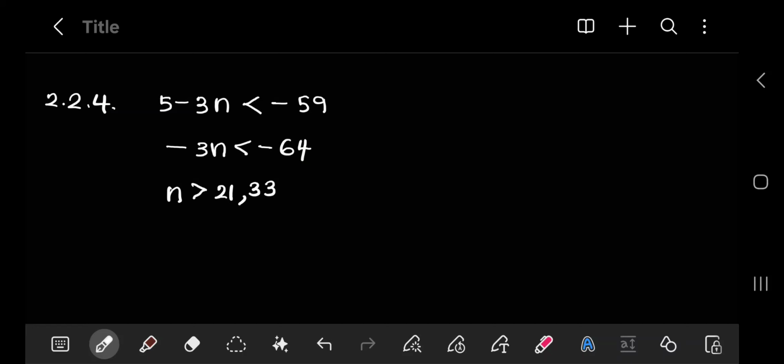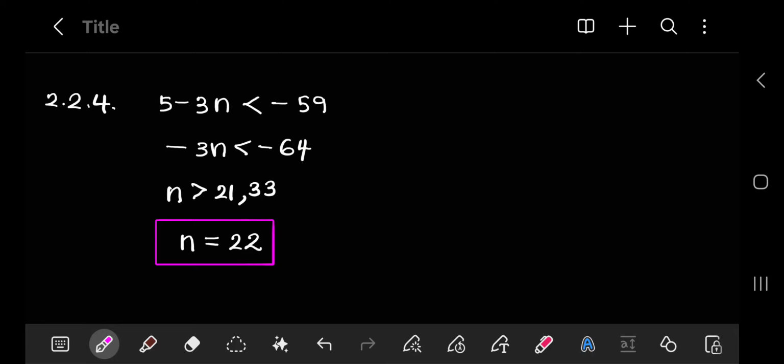Now remember that this is an inequality. To understand what this is saying, n must be greater than 21.33. So we know that n cannot be decimal values. n has to be a whole number. So the next whole number that is bigger than 21.33 is going to be 22. So n must be 22. So that would be your answer.